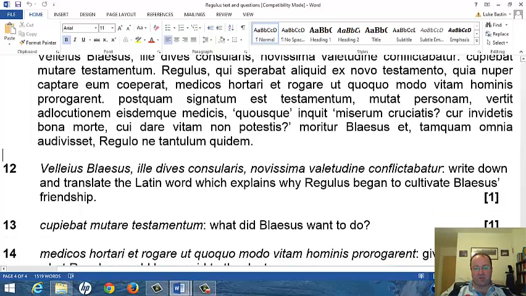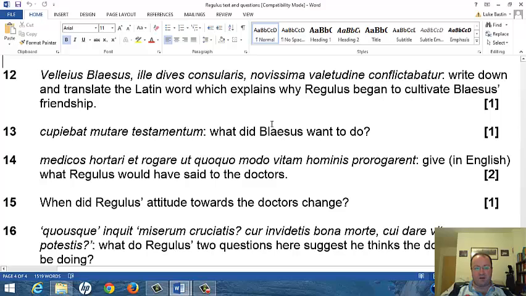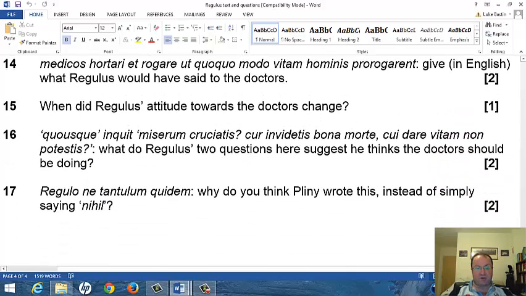Okay, last couple of questions. Velleius Blaesus, okay. Write down and translate the Latin word which explains why Regulus began. Okay, why would Regulus be in touch with Blaesus? Well, it's because he's dives, he's rich. Okay, there's money in it for him if he can get him to change his will. Okay, what did Blaesus want to do? He wanted to mutare testamentum, to change his will. Medicos volebat rogare. Okay, give in English what Regulus would have said to the doctors. How can you prolong the life of this man?